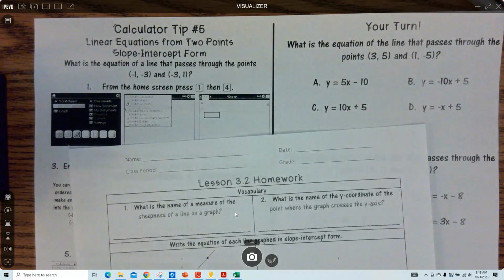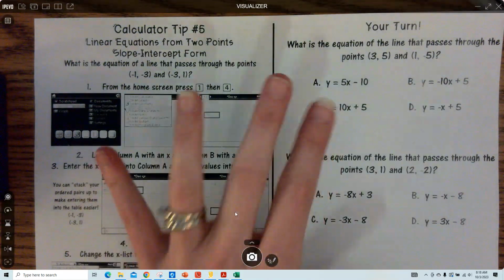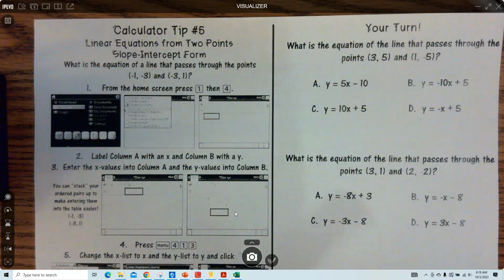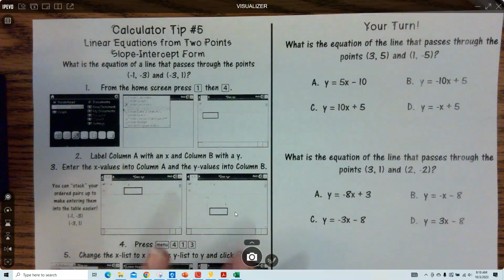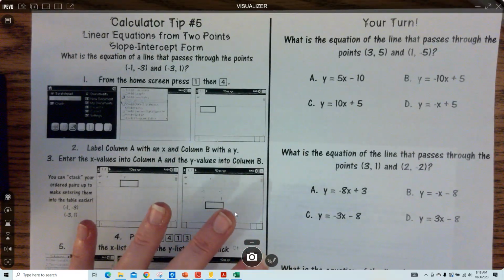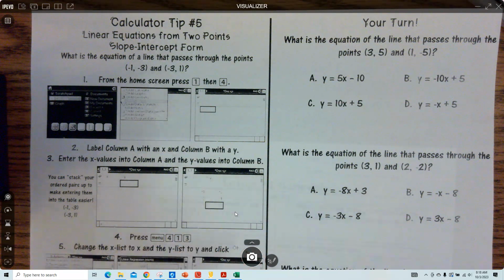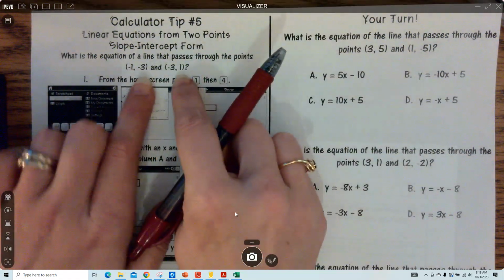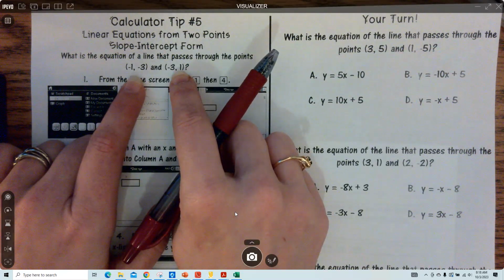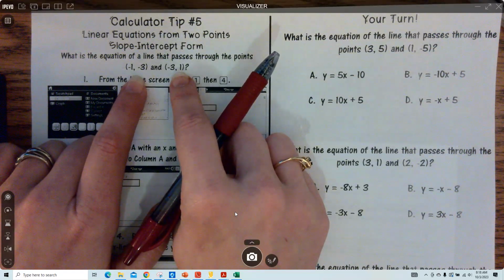All right, this video is for the 3.2 homework, but we're going to start with the calculator tip. Today we're going to be writing the full equation of the line. All right. Your calculator will do the hard work for you. Your calculator does what's called linear regression, and that's what I'm going to show you today.